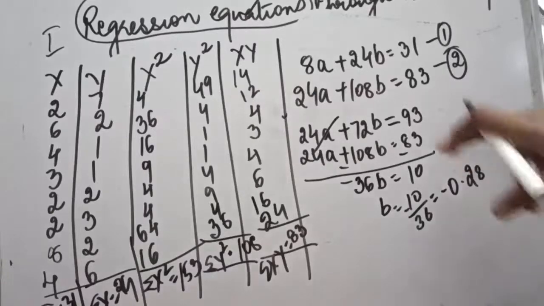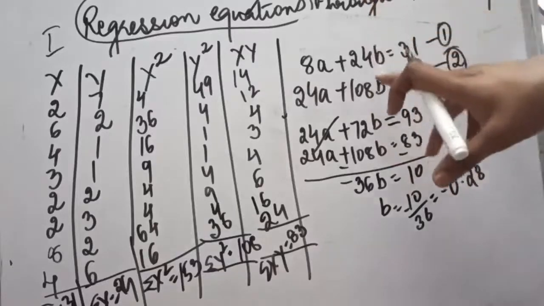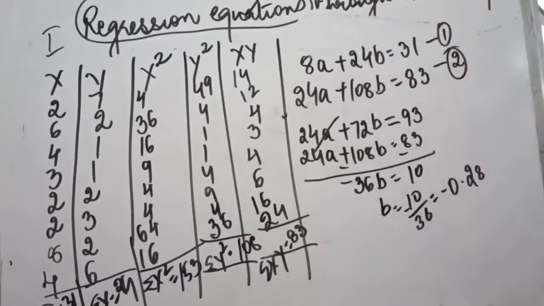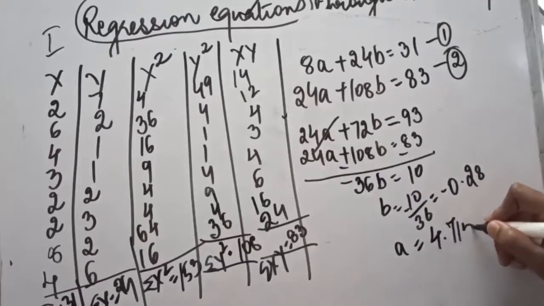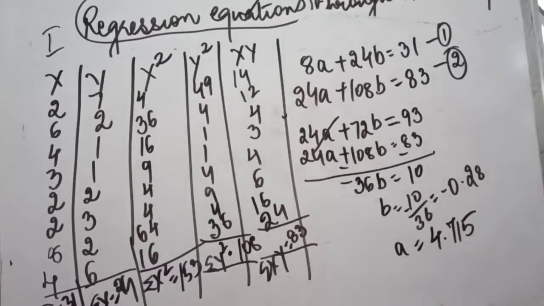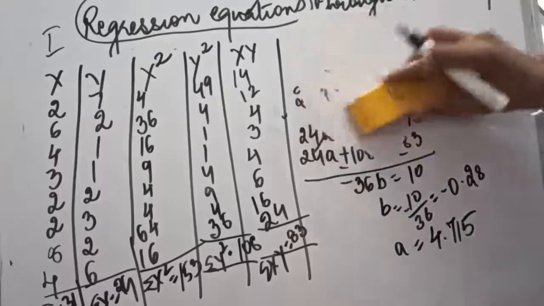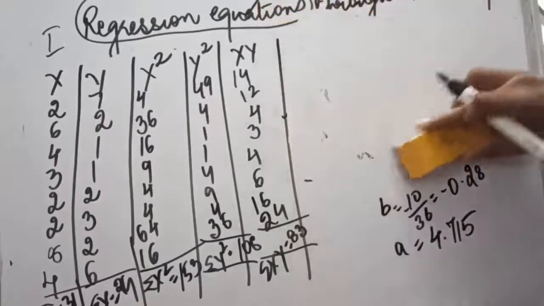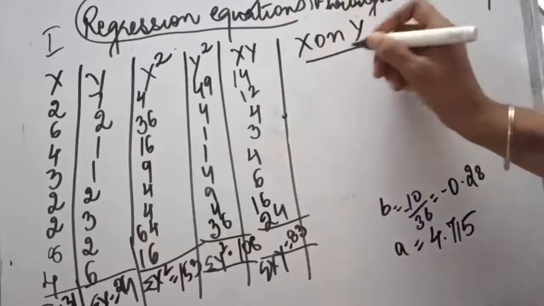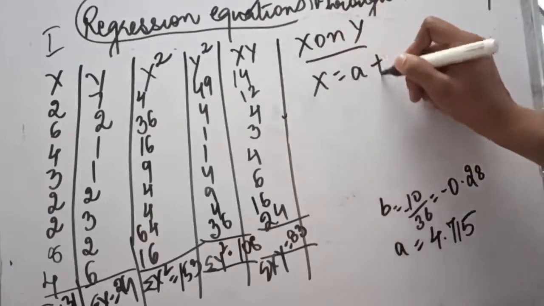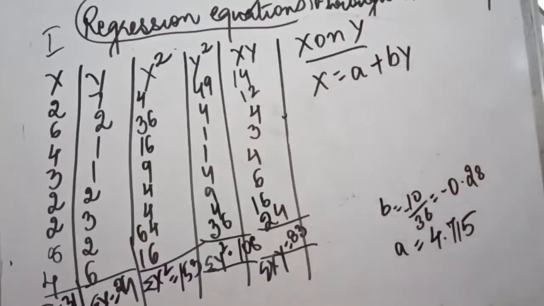Now by putting this value of b in either the first or second equation, you can calculate the value of a. When you solve and calculate, the value of a will be 4.715. So now we have calculated a and b, right? Now this a and b we will put in our main equation to get our regression equation, because if you remember we are working for the first regression equation, that is x on y. And what was that equation? X is equal to a plus by. Now we will put the values in this equation.